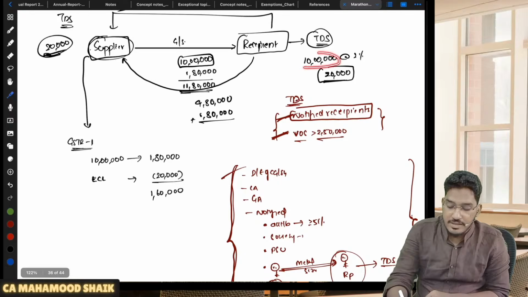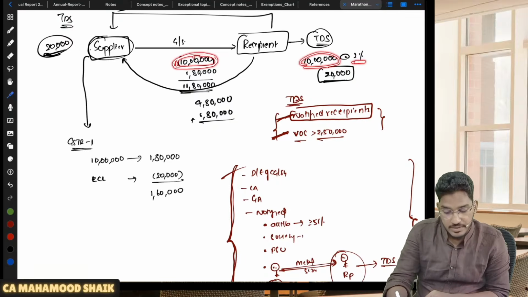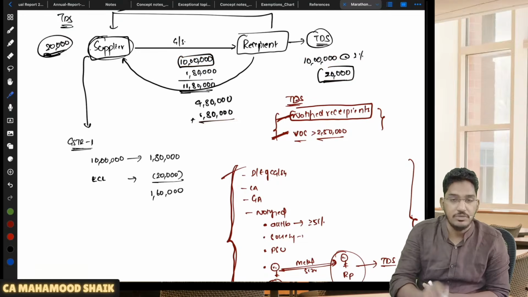So what he will do on this 10 lakh rupees, that 2% has to be calculated on the value excluding the GST. On the value excluding GST, he will calculate 2%, 20,000 he will deduct, and the remaining amount only he will pay. So that 9,80,000 rupees with GST, that amount only he will pay to the supplier.